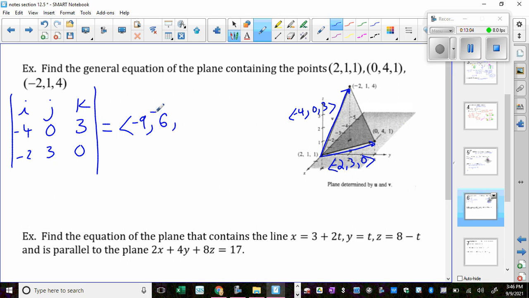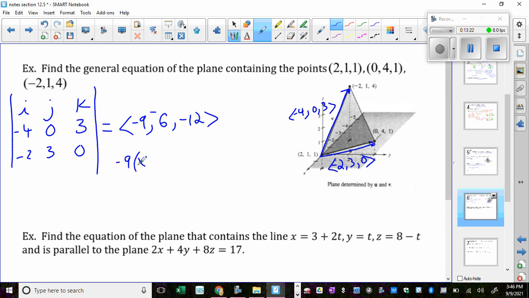All right, cross off the K column, I would get negative 12 minus nothing. Oops, I forgot to put my 6 negative. And so then the K would be negative 12 minus nothing, so negative 12.